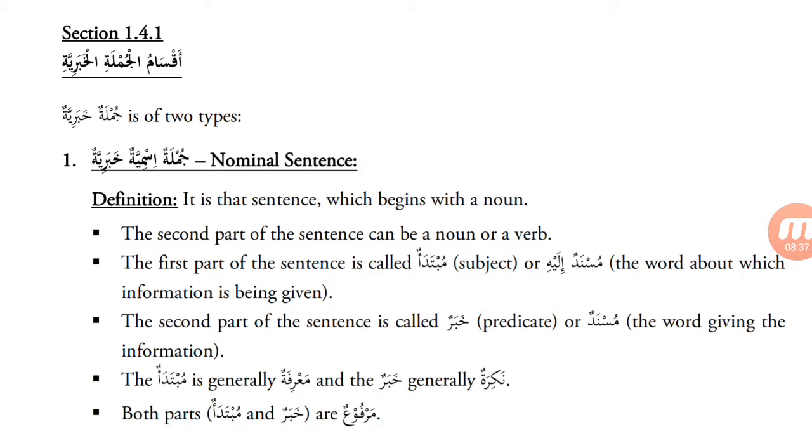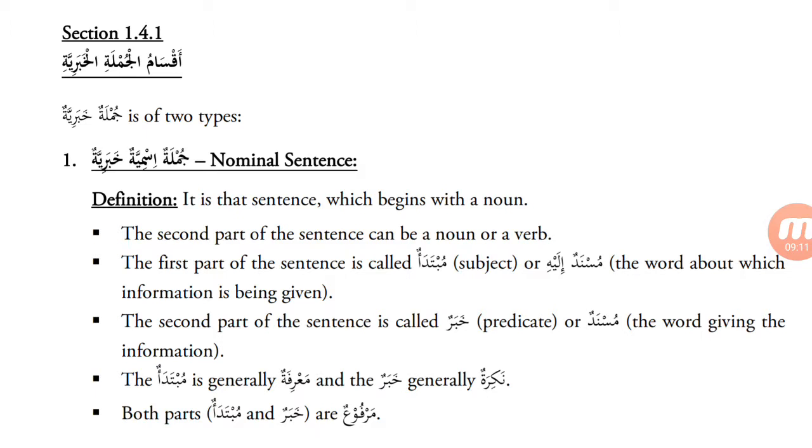The second part of the sentence can be a noun or a verb. So even if a verb comes after the ism or another noun, this sentence is a Jumla Ismiyah. Why? Because it's beginning with an ism. For example, I say Zaydun qa'imun. Zayd is standing. Is it a nominal sentence, Al-Jumlatul Ismiyah? Yes. Why? Because it's beginning with Zayd. Zayd is an ism, ism alam, a name of a person.